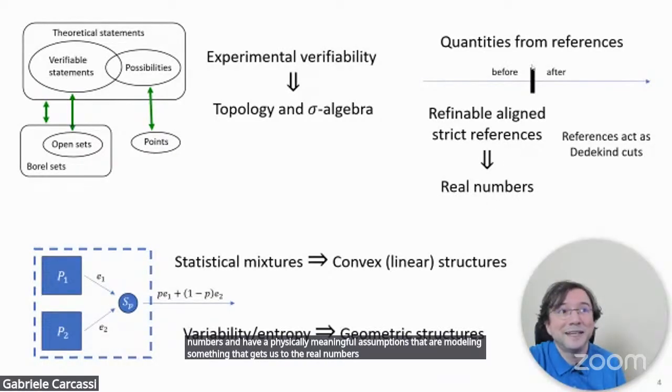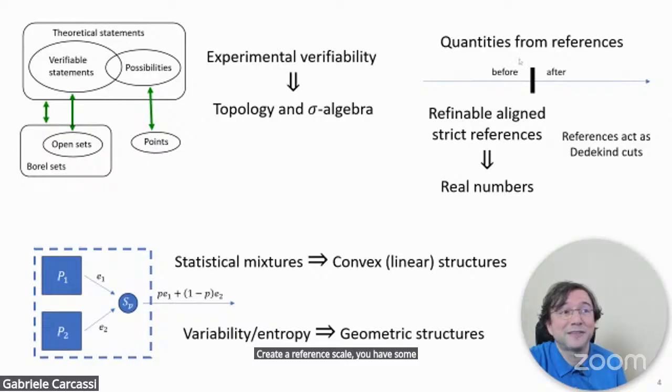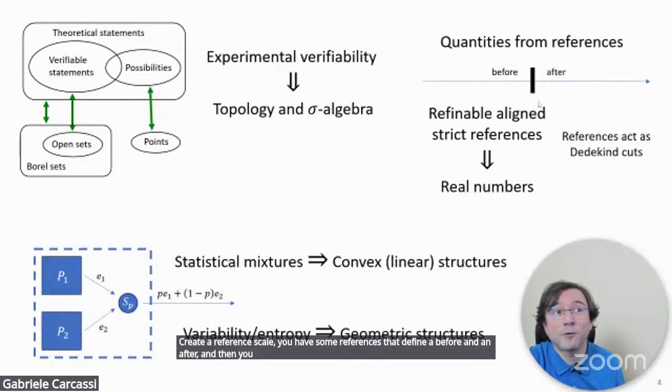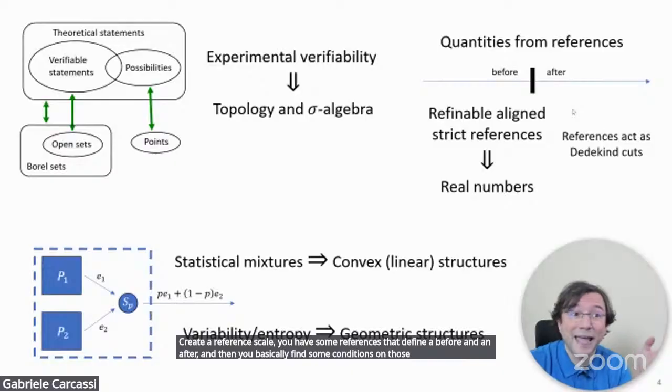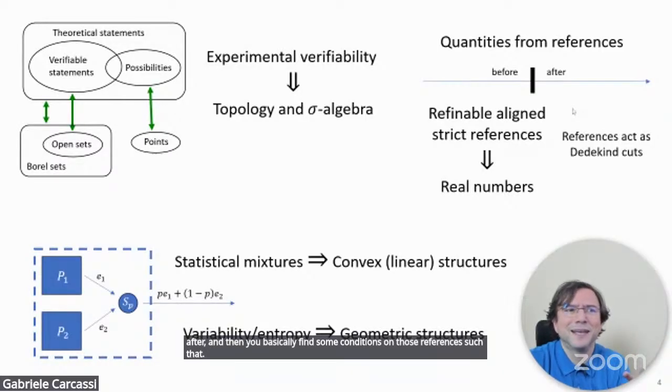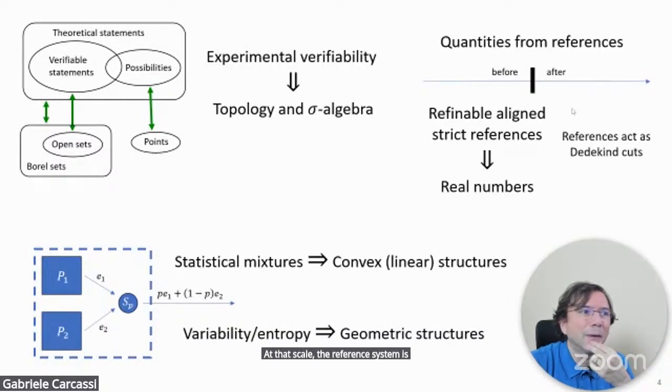And the idea is, when you create a reference scale, you have some references that define a before and an after, and then you basically find some conditions on those references such that that scale, the reference system, is going to define a real number.